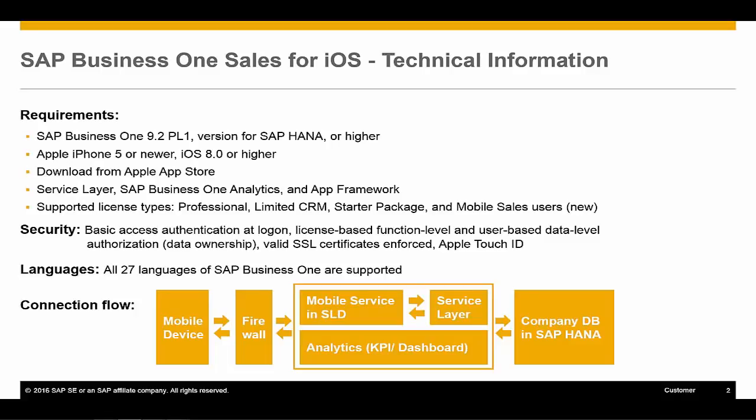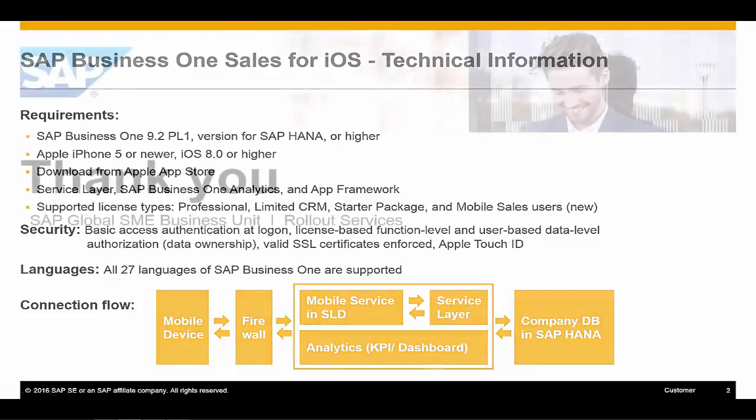And it supports the following license types, which include Professional, Limited CRM, Starter Package, and a new mobile user specifically tailored for this app only. From a security perspective, it uses basic access authentication at login, license-based functional level and user-based data level authorization, known as data ownership. Valid SSL certificates are enforced, and also it supports the Apple Touch ID. It also supports all 27 languages of SAP Business One.